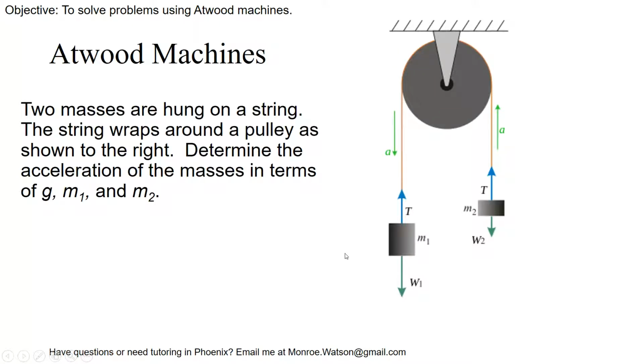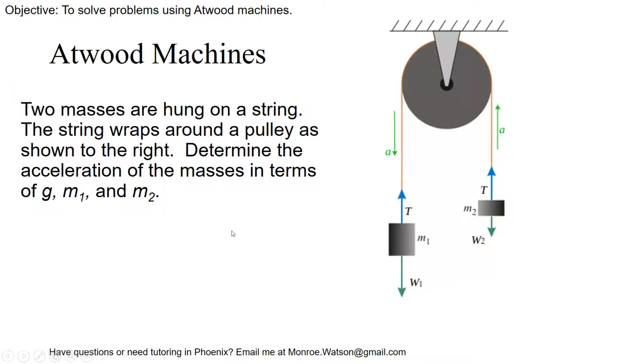All right, well, we've got these two masses, and they're hung by a string, and the string wraps around a pulley as shown to the right. Determine the acceleration of the masses in terms of g, m1, and m2. Now notice there are no numbers in here.